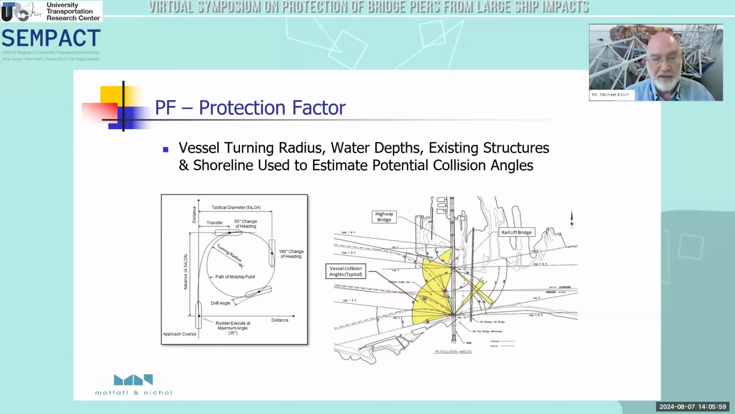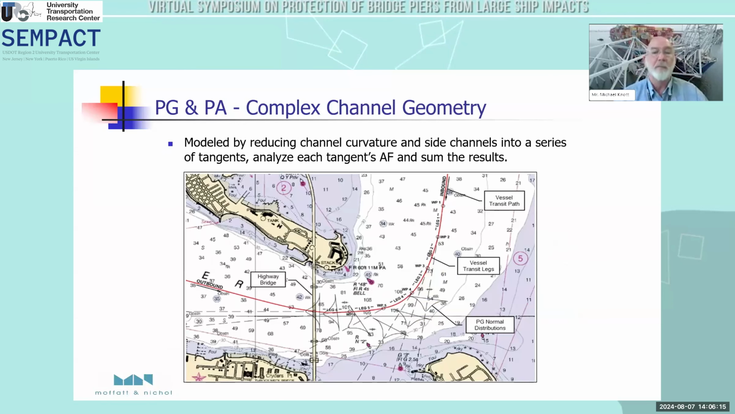On this particular example to the right, it's a highway bridge next to a railroad bridge. The railroad bridge protects the highway bridge from ship impact. Of course, the railroad bridge will be taken out, but the highway bridge would be protected. But that also can be modeled in the risk analysis.